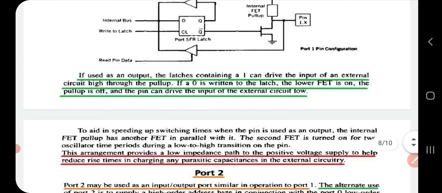When it is used as an output, a 0 is written to the latch, the lower FET will be turned on, the pull up will be off, and the pin will drive the input of the external circuit low.